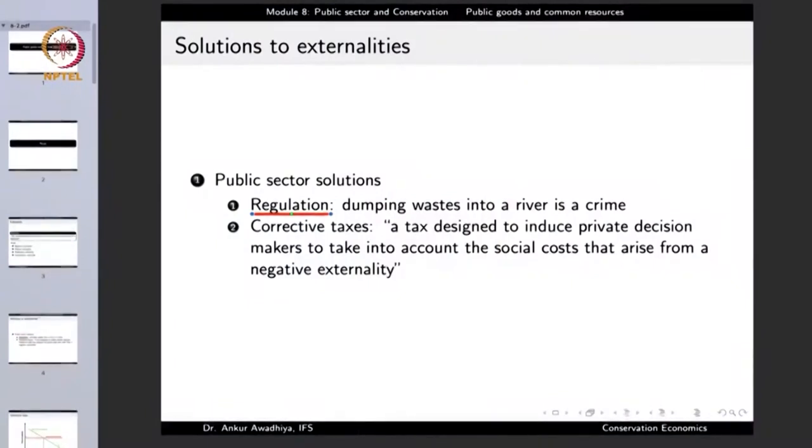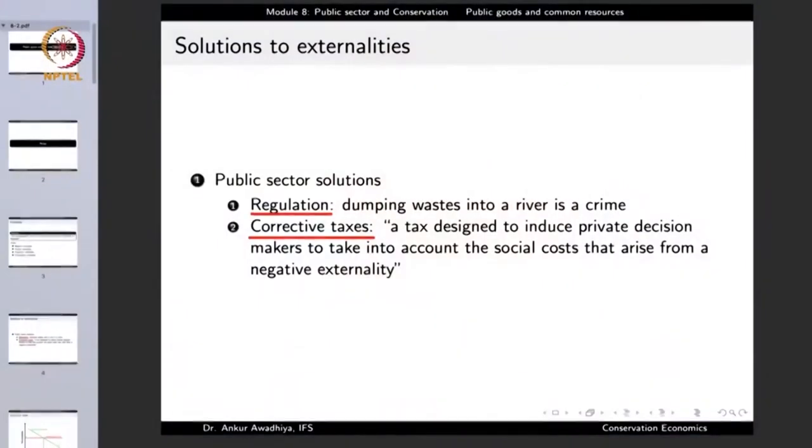Regulation. Another is corrective taxes, a tax designed to induce private decision makers to take into account the social costs that arise from a negative externality. Now, corrective taxes also go by the name of Pigouvian taxes. They are designed to induce private decision makers to take into account the social cost that arises from a negative externality. So it means that if there is a negative externality, the government is going to put a tax on such an action so that it becomes more expensive to do that action that is having a negative externality. So that is the use of corrective taxes.